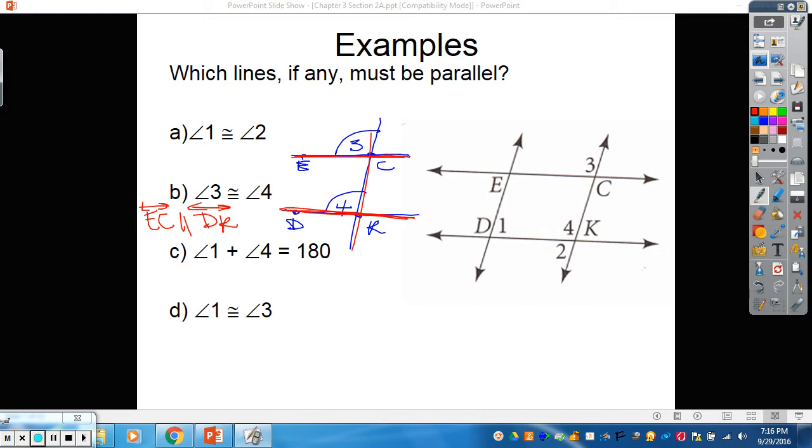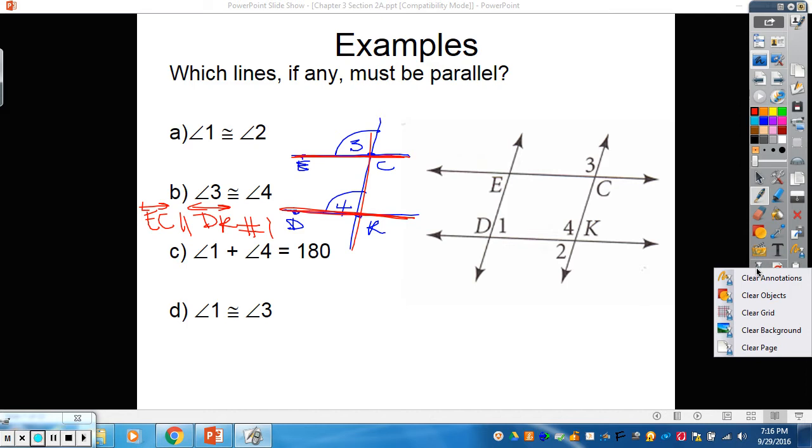Okay? And I'm going to put down here number 1 because they're corresponding angles. Okay? All right, now let's move on to the next one.